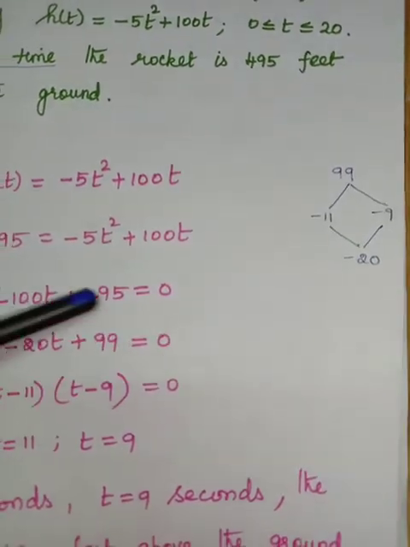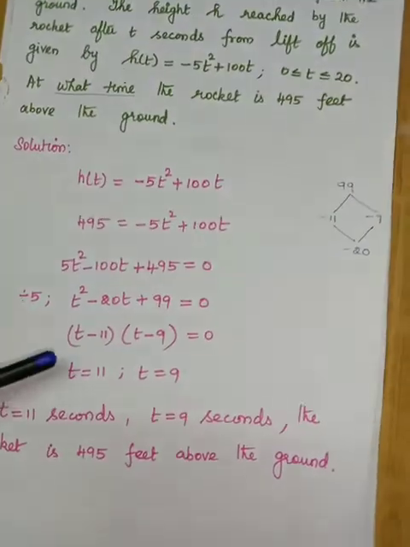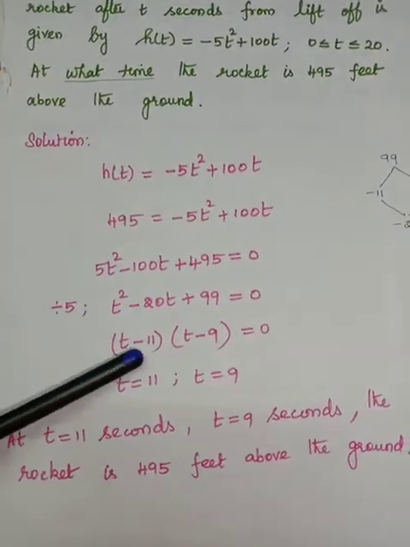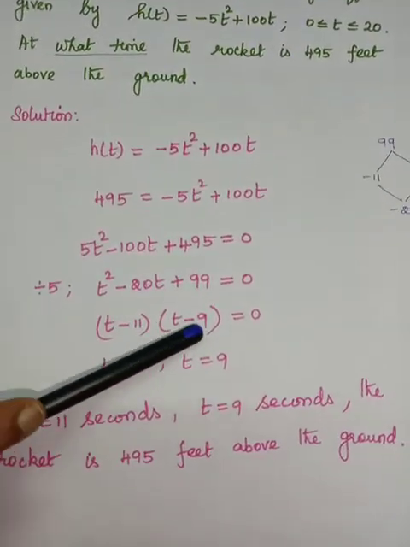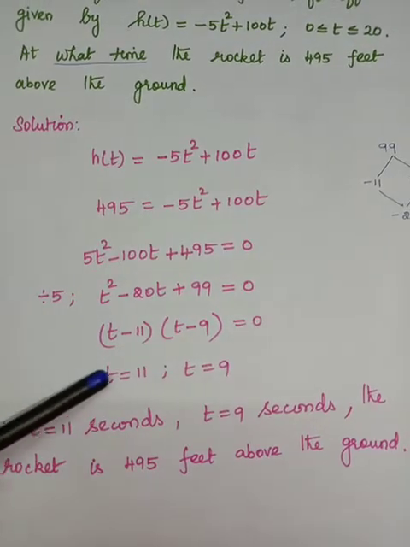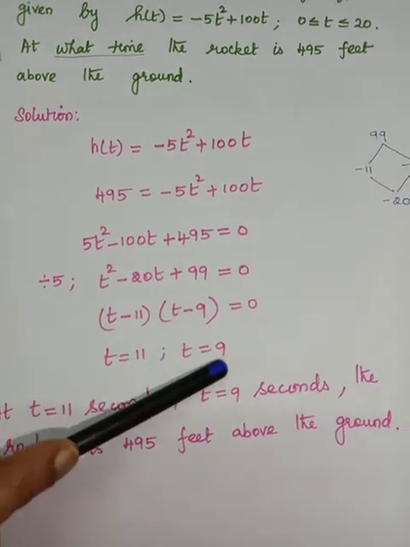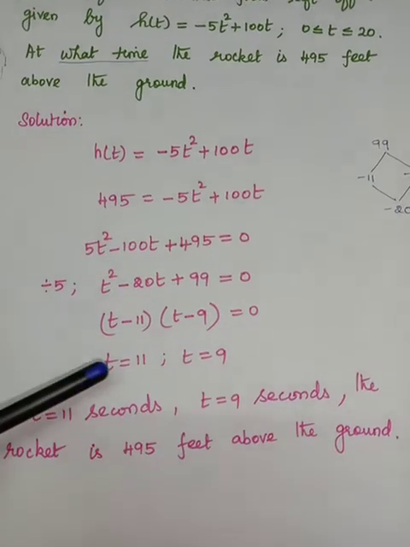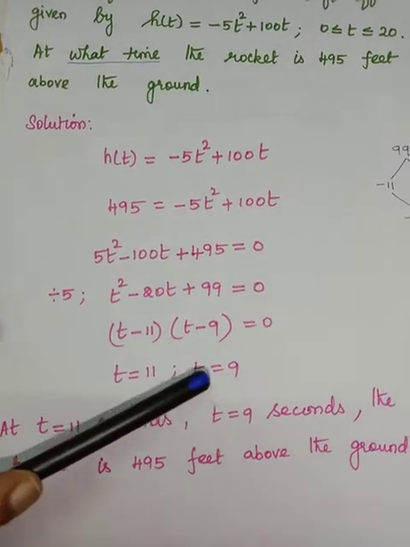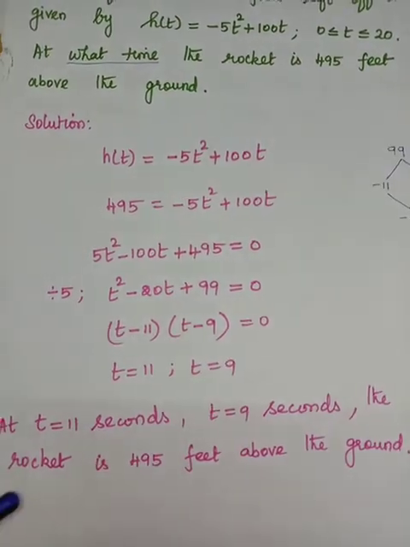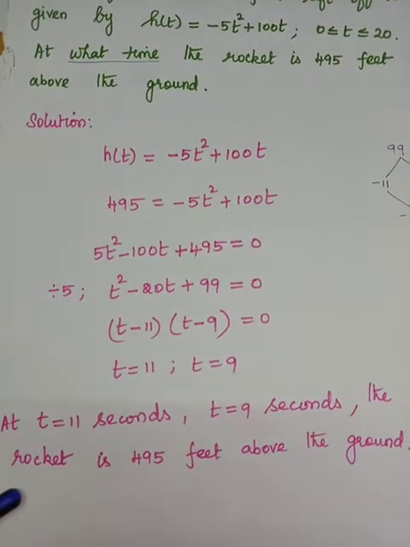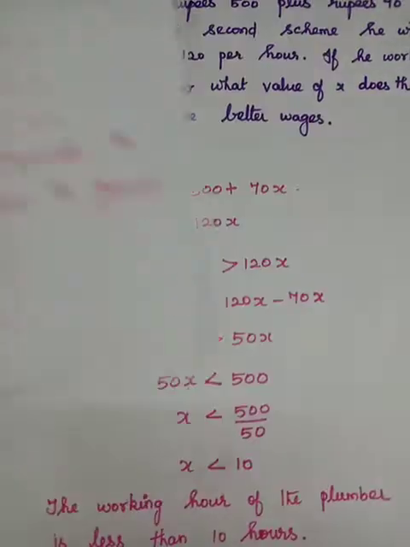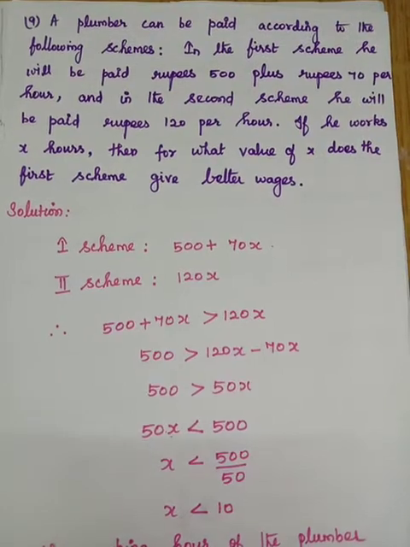Therefore, this quadratic equation can be factorized as t minus 11 into t minus 9 is equal to 0. So t is equal to 11, t is equal to 9. So at t is equal to 11 seconds and t is equal to 9 seconds, the rocket is 495 feet above the ground. Okay, next problem, 9th one.